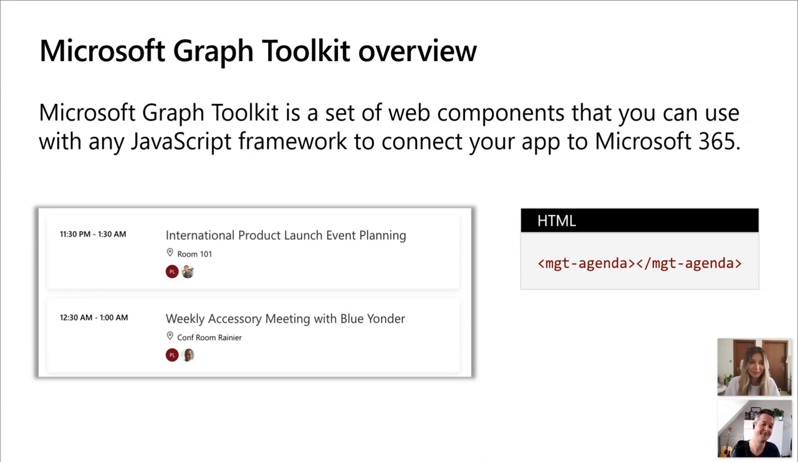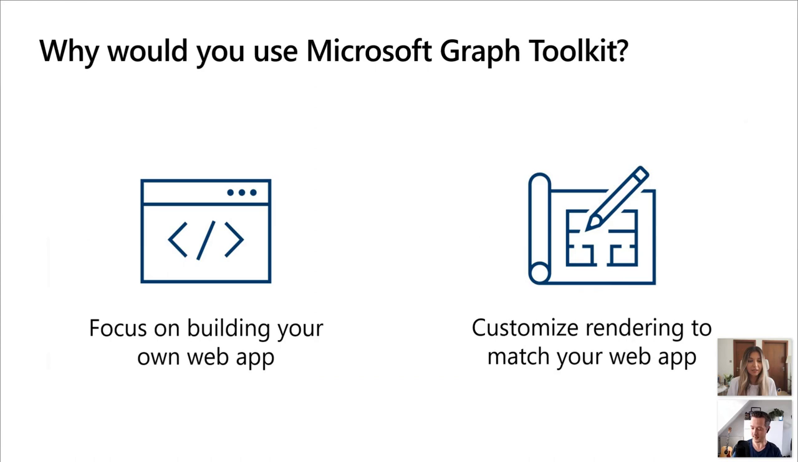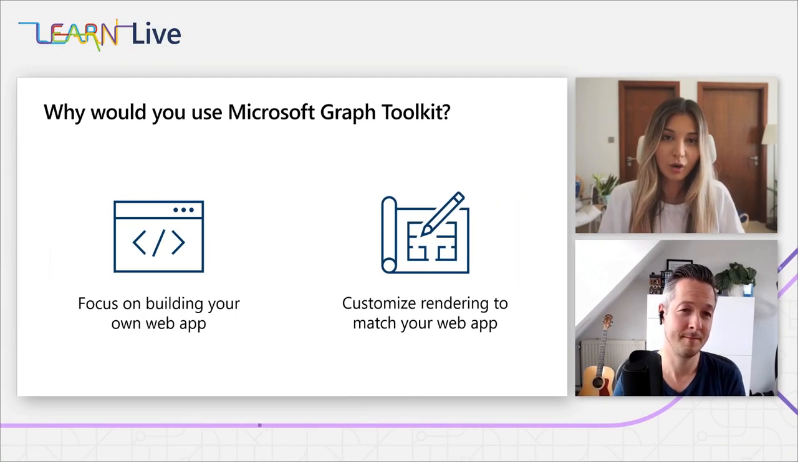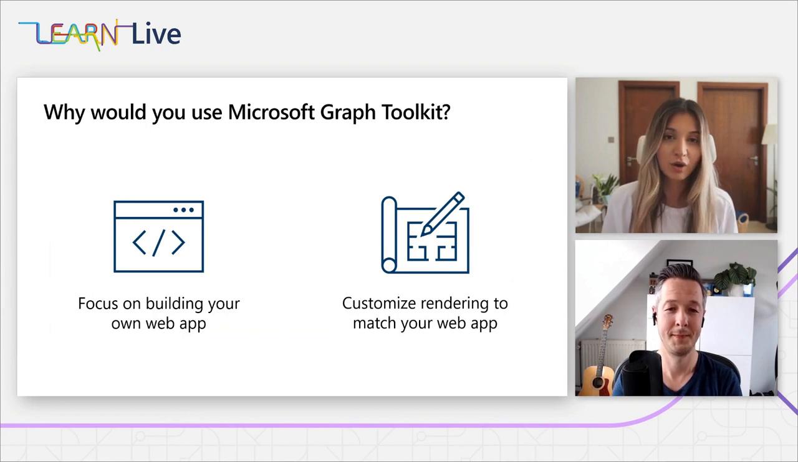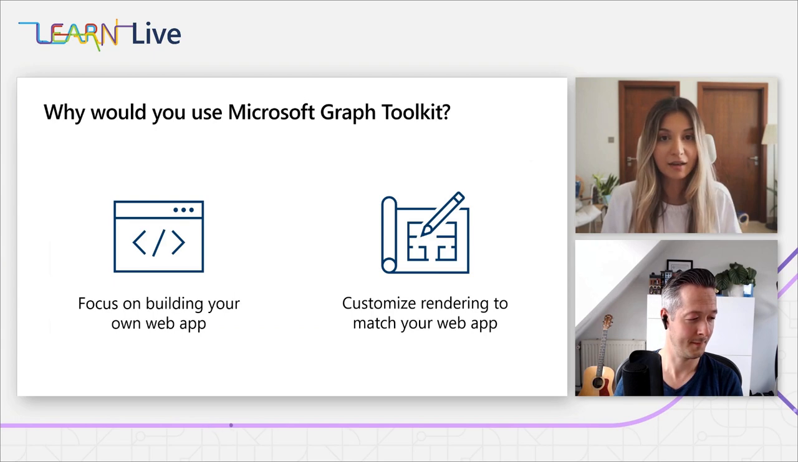Wow, this is incredible. So just adding this one line of HTML in my code, I will be able to load the data from Microsoft 365. And it's not the only benefit coming from Microsoft Graph Toolkit. We have some other benefits as well. You only focus on building your own app, and when you use the components and providers, you don't need to worry about the authentication. You don't need to worry about calling Microsoft Graph. As well, you can get data from Microsoft 365 with a pre-built UI.